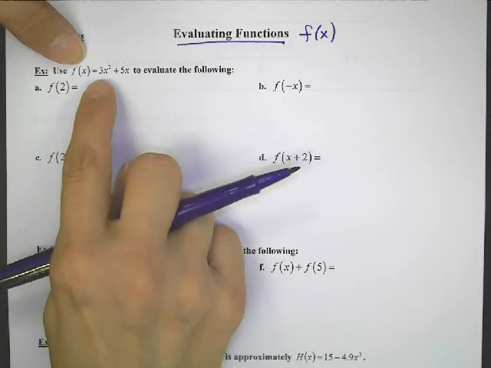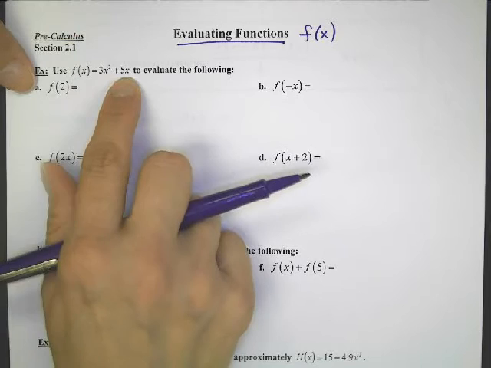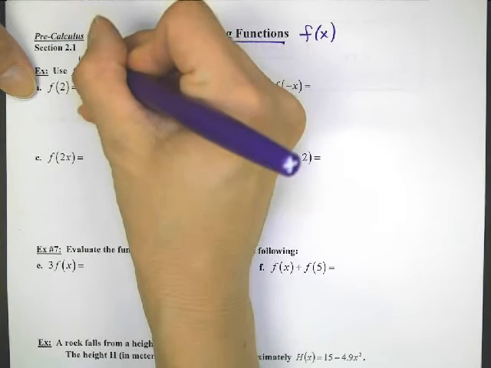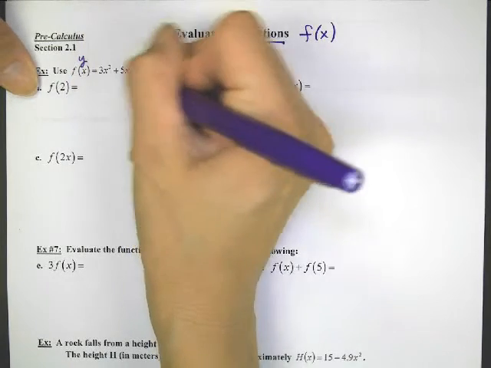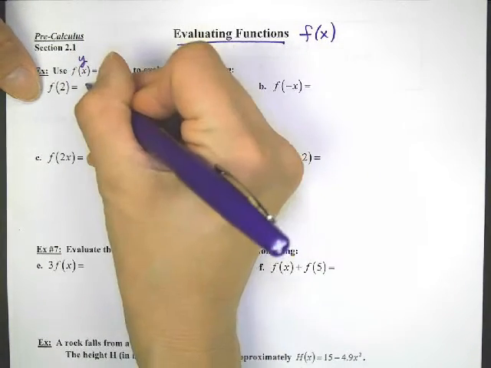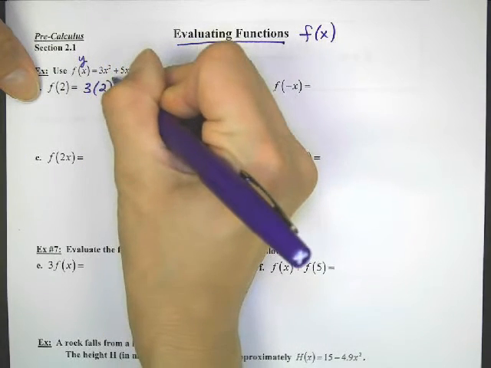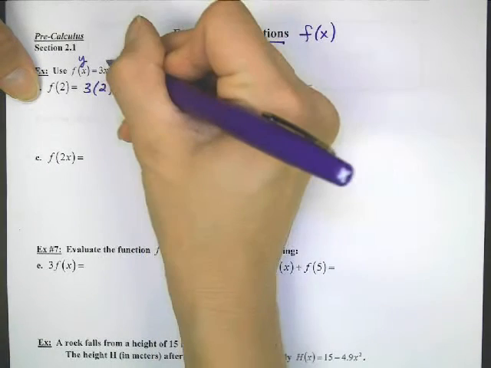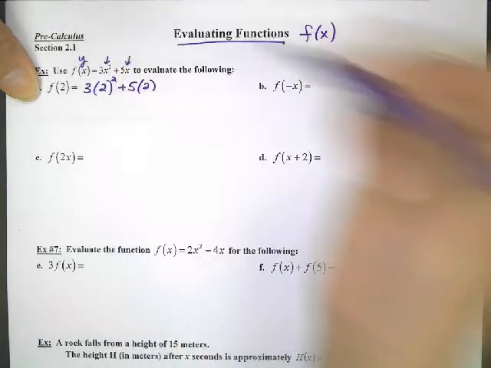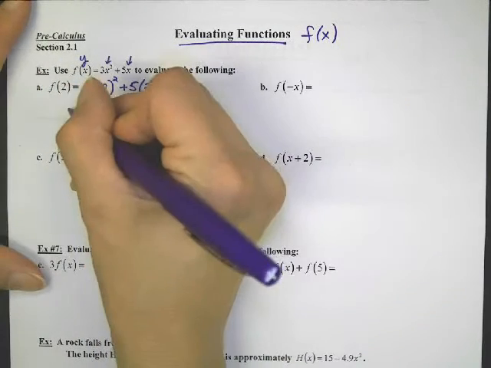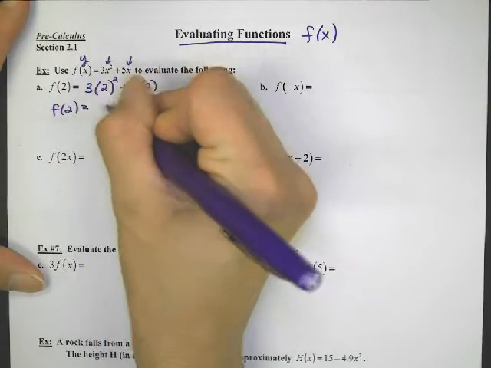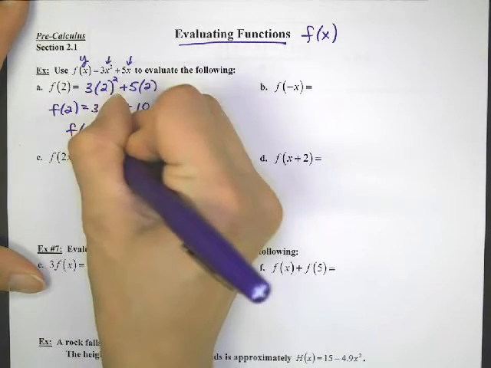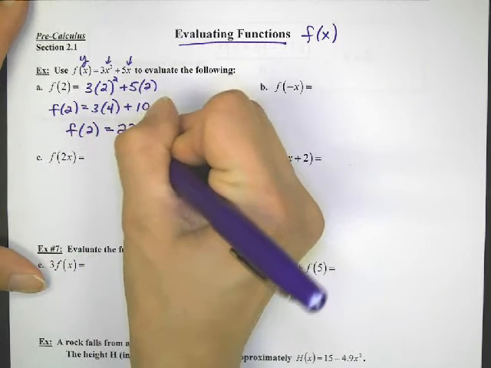So when it says f of x is 3x squared plus 5x, they want us to plug in a 2. Okay, so this right here is kind of like the y equals. So it's just a regular equation. We're going to plug in a 2. 3 times 2 squared plus 5 times 2. So everywhere there was a variable x, that's where I plugged in the 2. So we've got f of 2 equaling 3 times 4 plus 10. So f of 2 equals 22.